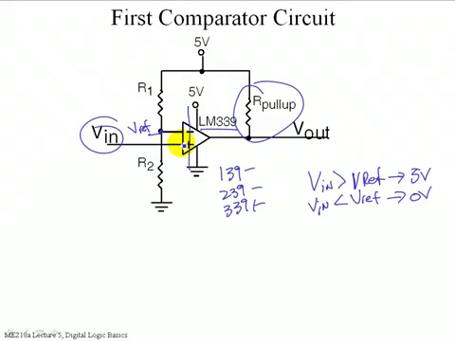Really? Where's the negative feedback? Oh, this is really good. Because I'll agree, it does kind of look like negative feedback, but it's not. I've tied this point here to 5 volts, so it's not going to move. So I don't care what I do on the output, it's not going to affect what this voltage is over here.